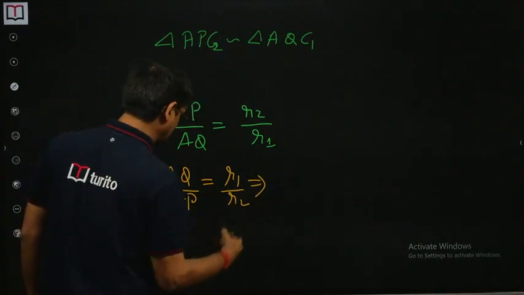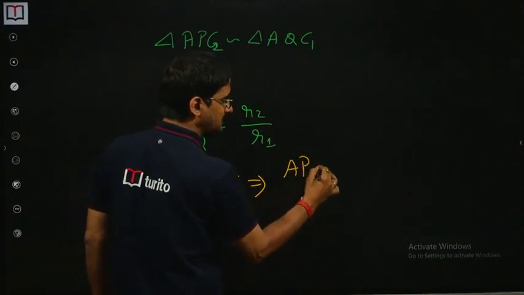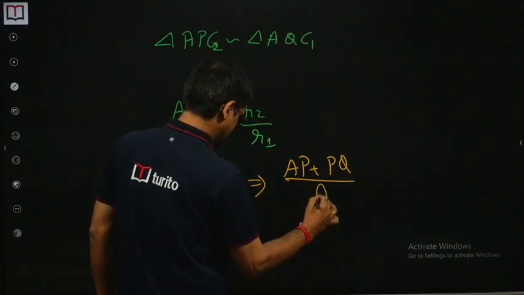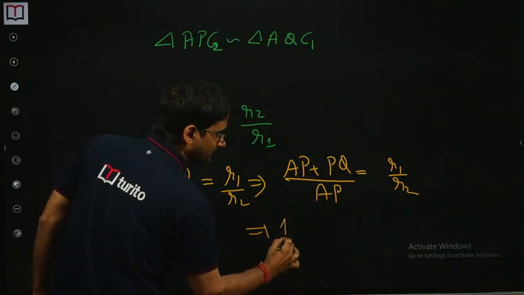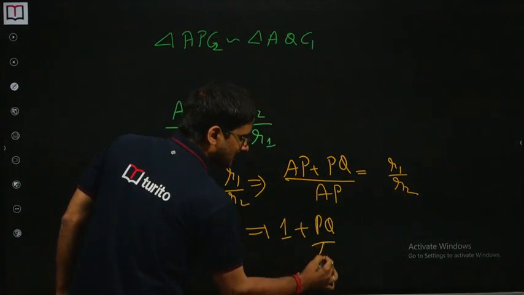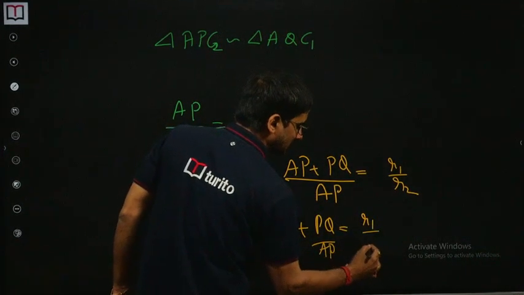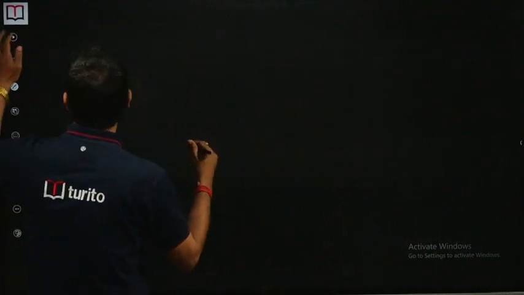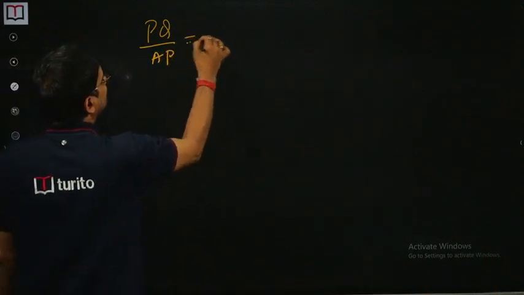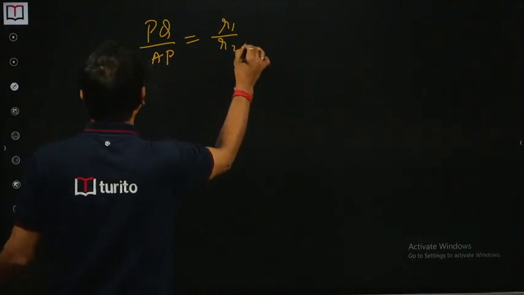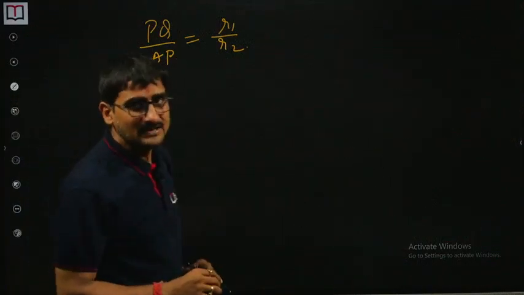Now why am I writing it? Because I will write AQ as AP plus PQ, by AP, is equal to R1 by R2. Now this is of course 1 plus PQ by AP is equal to R1 by R2. Take the one to that side. So what we are left with is PQ by AP is equal to R1 by R2. Now that's done. The problem here is PQ.